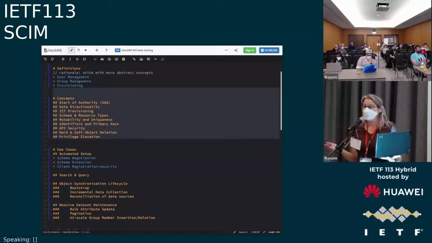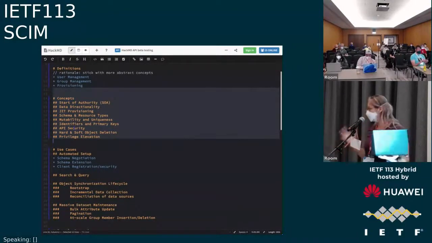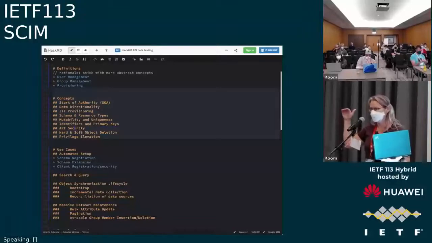Hard and soft deletion, I think, is another concept that it would help to have people know in advance when they try to plan their implementations. And then privilege elevation. So those are the concepts. So I guess the first question I would have is, does anybody want to comment on the level, the altitude of these concepts? Do they make sense? It's sort of an industry altitude. Is everyone comfortable with that?